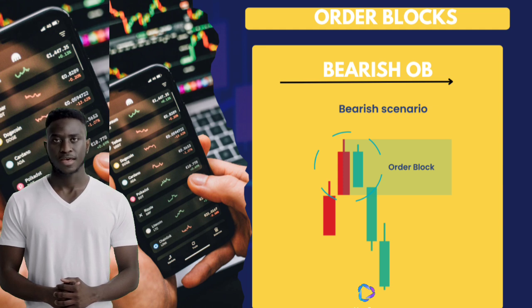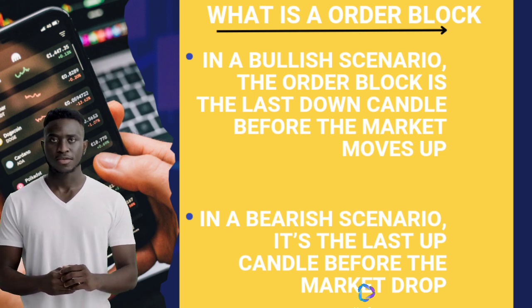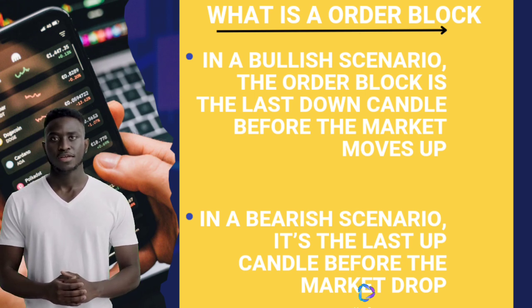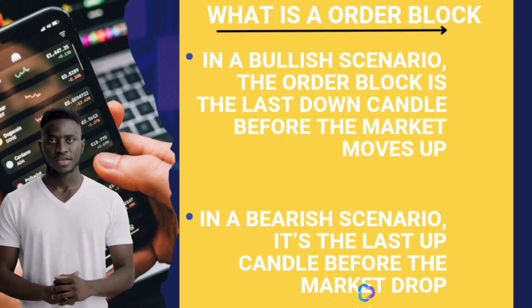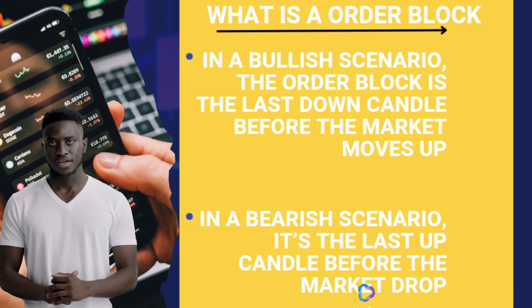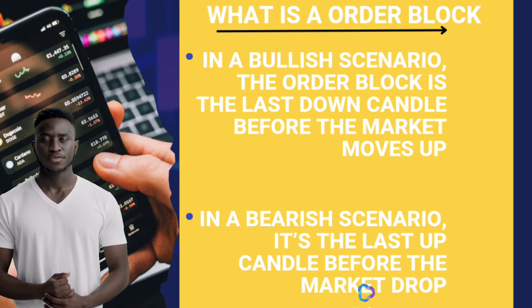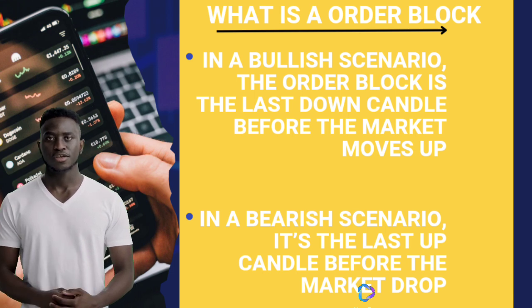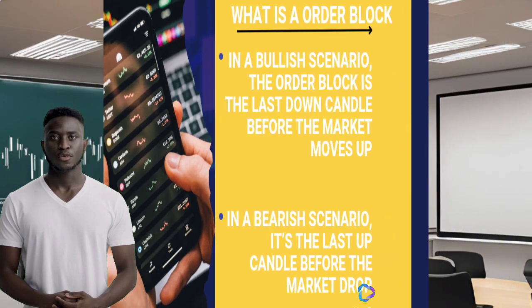Here is the example. In a bullish scenario, the order block is the last down candle before the market moves up. In a bearish scenario, it's the last up candle before the market drops. And just like at a party, once the VIPs are in, the crowd usually follows. Price often retraces to these zones before continuing in the intended direction. So if you want to rub elbows with the big players, keep an eye on those order blocks.